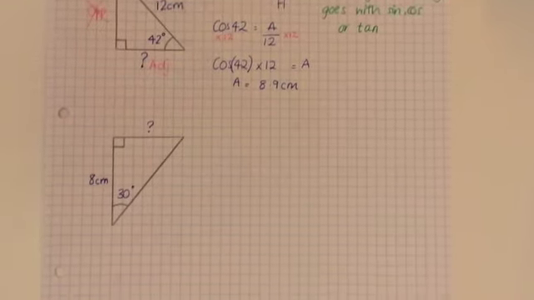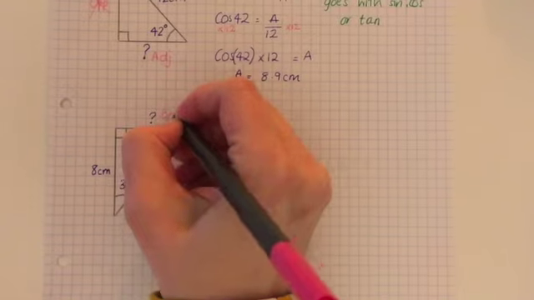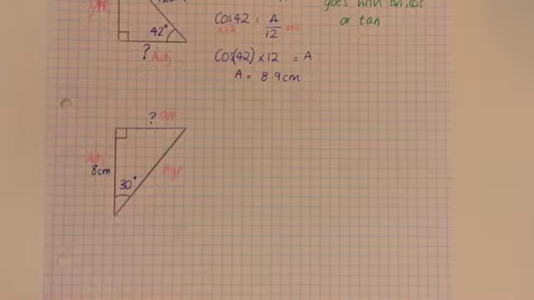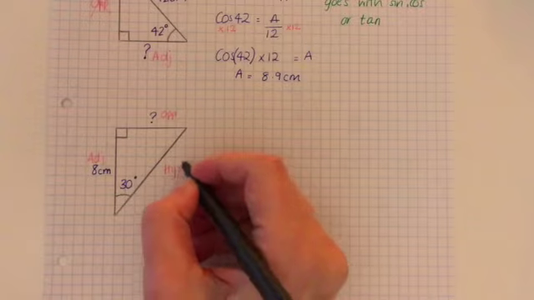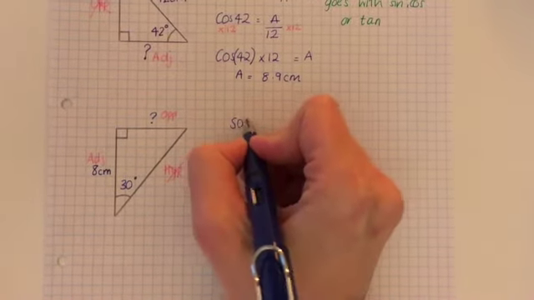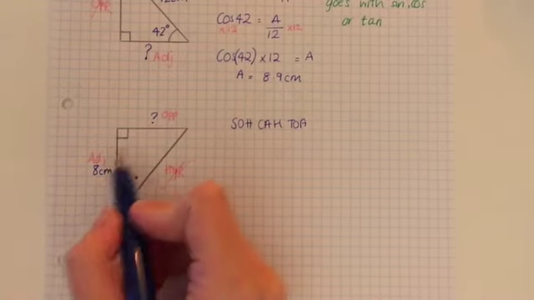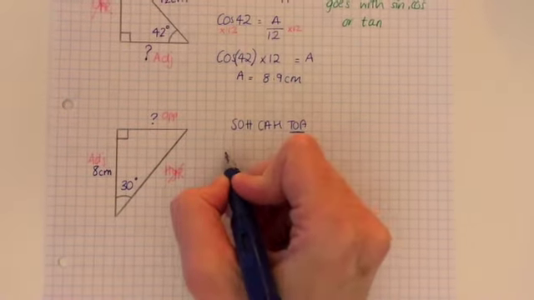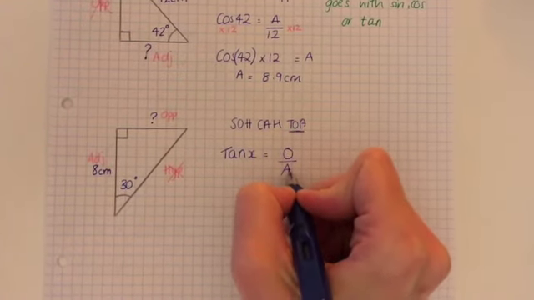So first of all we label our sides. So this one is opposite, this is hypotenuse, and this is adjacent. Which side do I not need? Well, I need the 8, I need the one I'm working out, so this time I don't need the hypotenuse. So I've got SOHCAHTOA. Which part am I going to use? I'm using O and A, so I'm going to be using TOA this time. So if I write it out, tan x equals O over A.